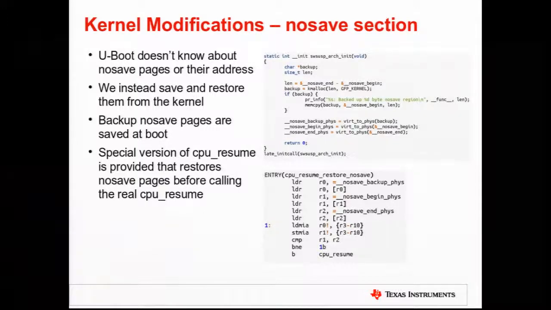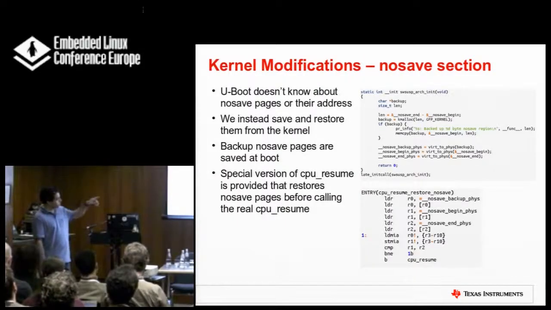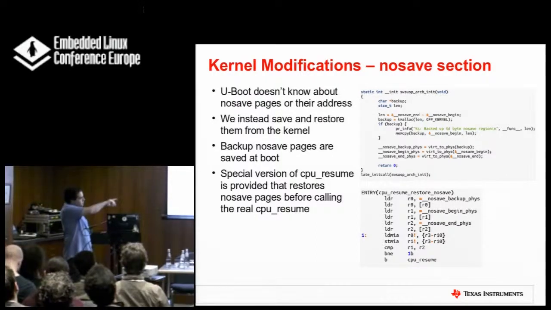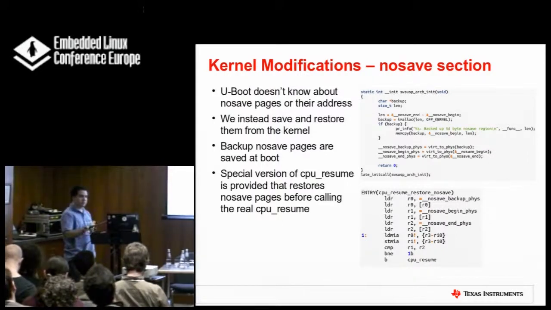I've added here an architecture-specific function that goes through and saves off the start and end of the no-save pages, so it can make a copy of them. So for the pages that aren't supposed to be saved, the kernel stores two copies of them, one to write to and one to overwrite those with. And then instead of calling CPU resume, we get to call CPU resume no save that copies those no-save pages back over again. A lot of saving for no save.